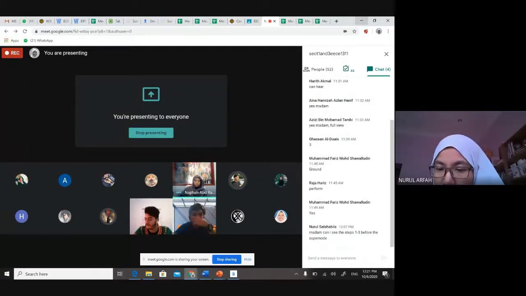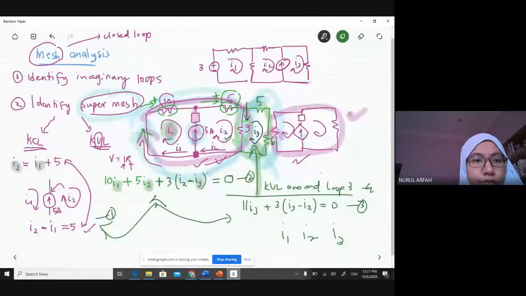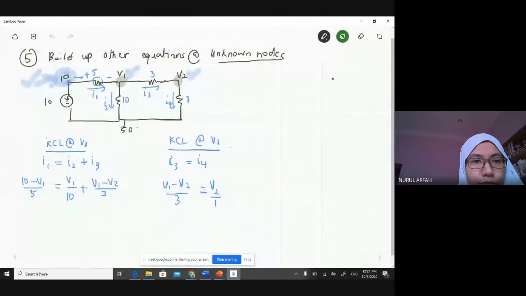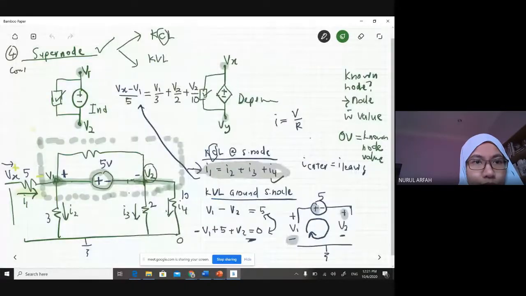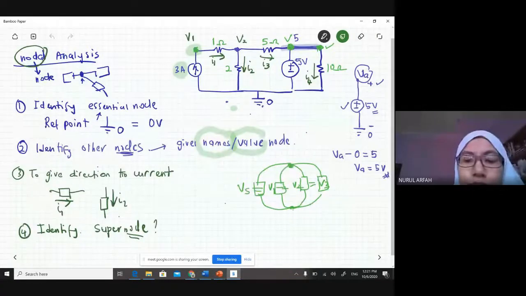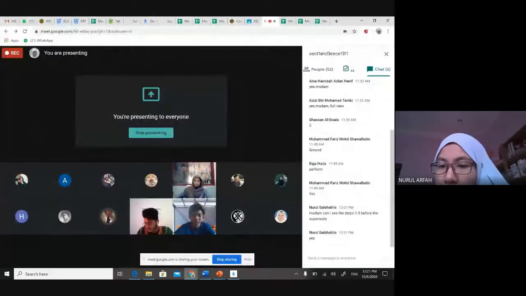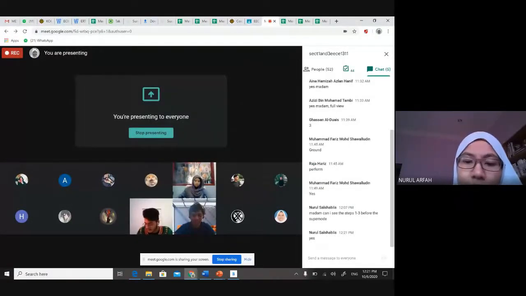Madam, yes, can I see step 1 and 3 before the supernode? Okay. Step 1 and 3 before the supernode. Oh, this one. Is this the one? You can unmute yourself. Okay, let's see. Yes, okay, good.